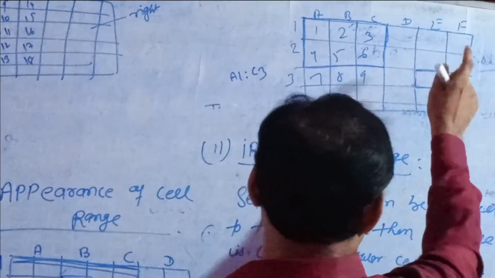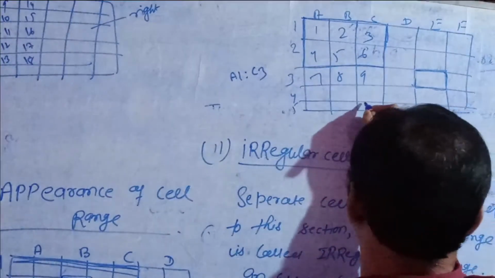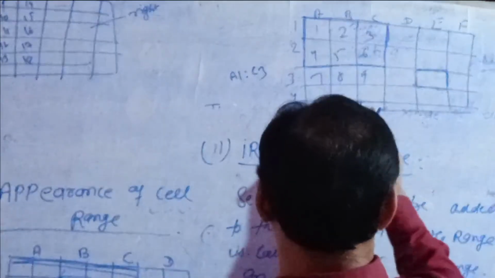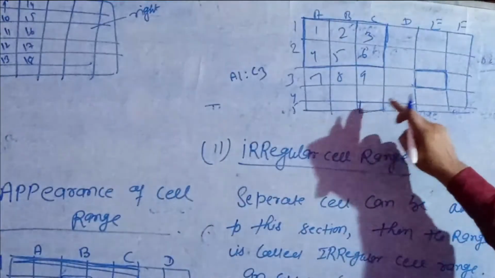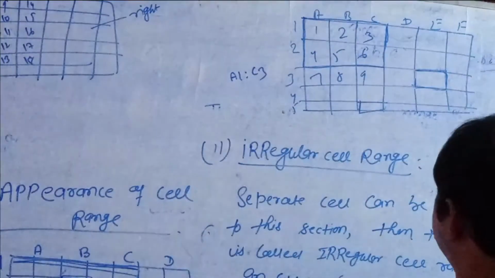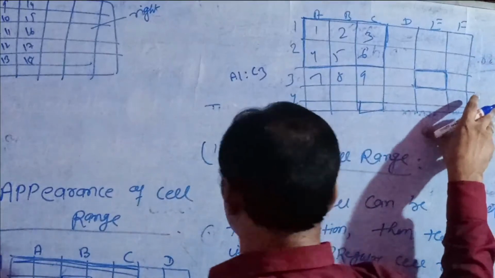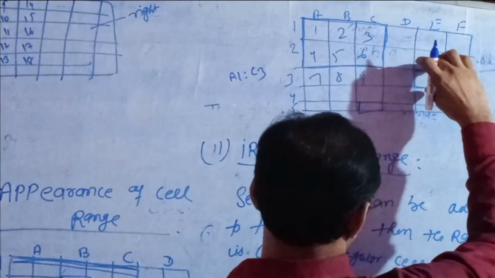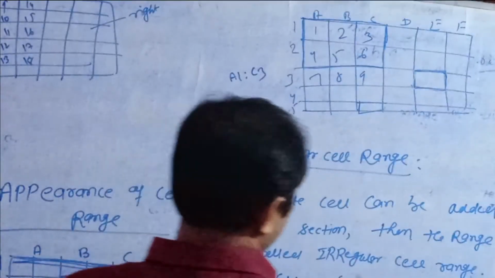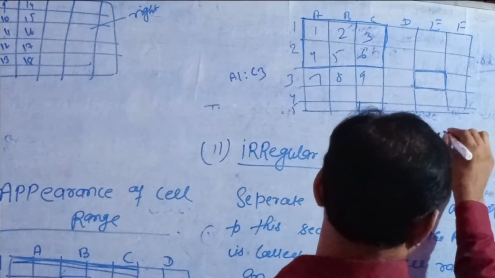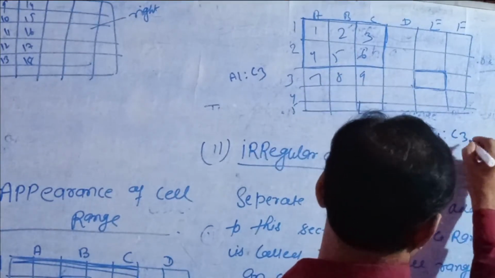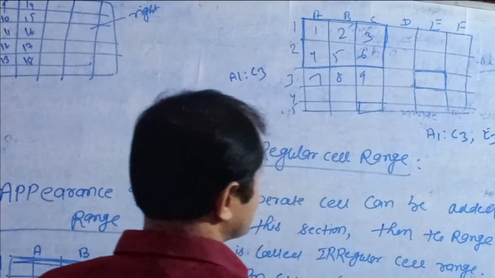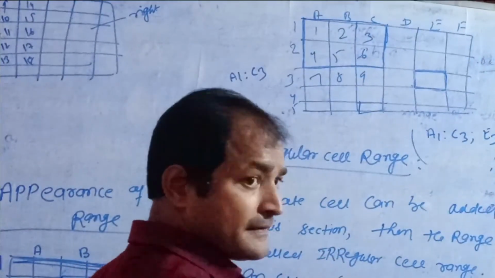Irregular cell range. Suppose I do not select the E3 area; I select the C5 area, and I put this total value in C5 or E5, anywhere. The value is placed in another place. This area is called an irregular cell. Which type of area? E3. This is called an irregular cell.